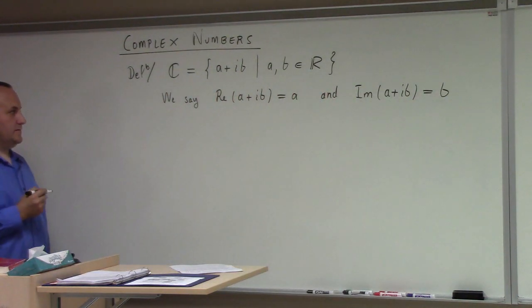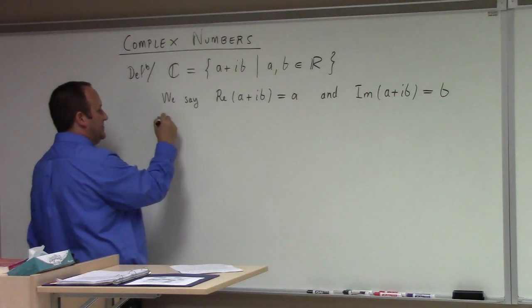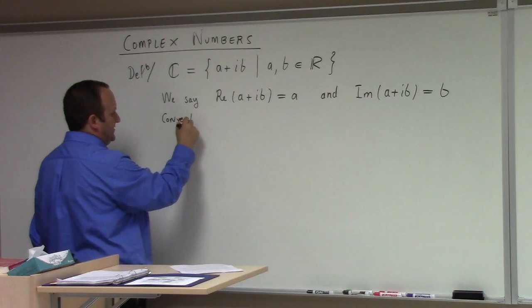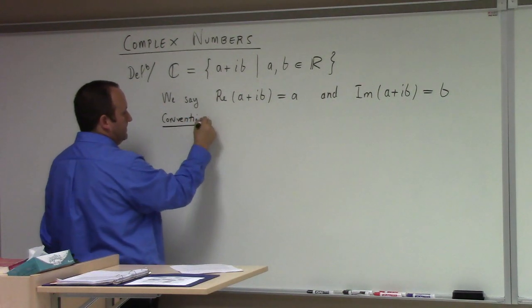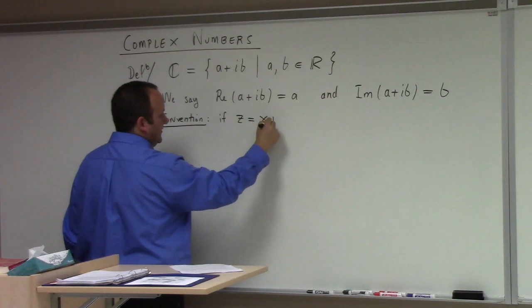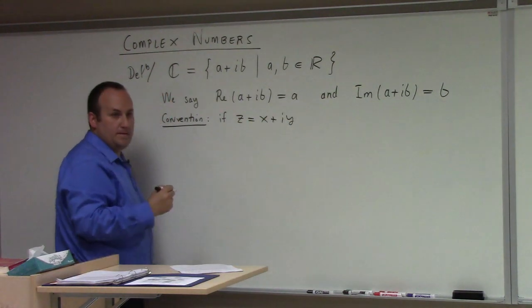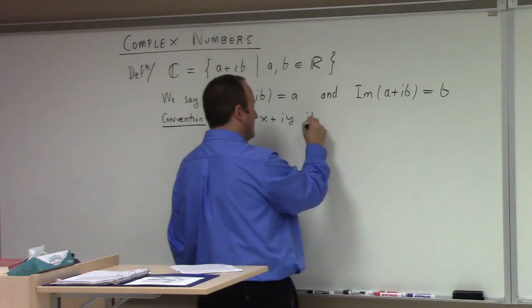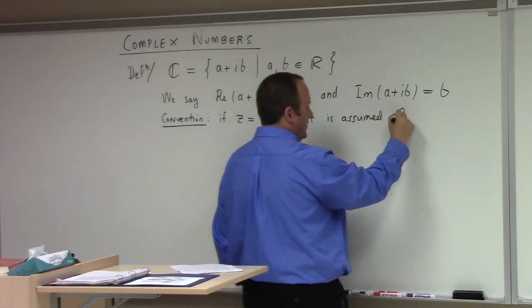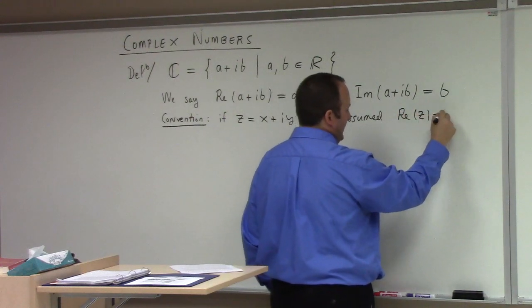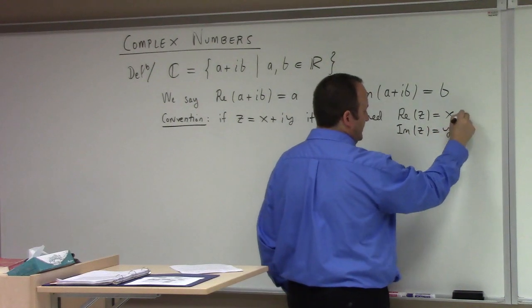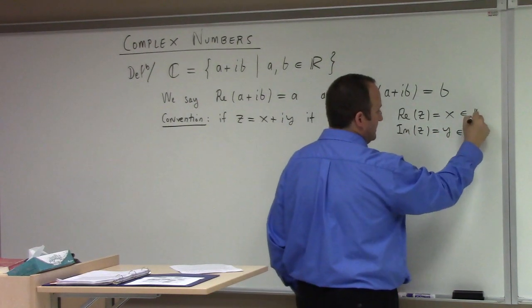And here's just a convention I should mention, just to get started. Convention, if I could spell convention. If we write z equals x plus iy, right, it is assumed that the real part of z is x and the imaginary part of z is y, and these are both real numbers.